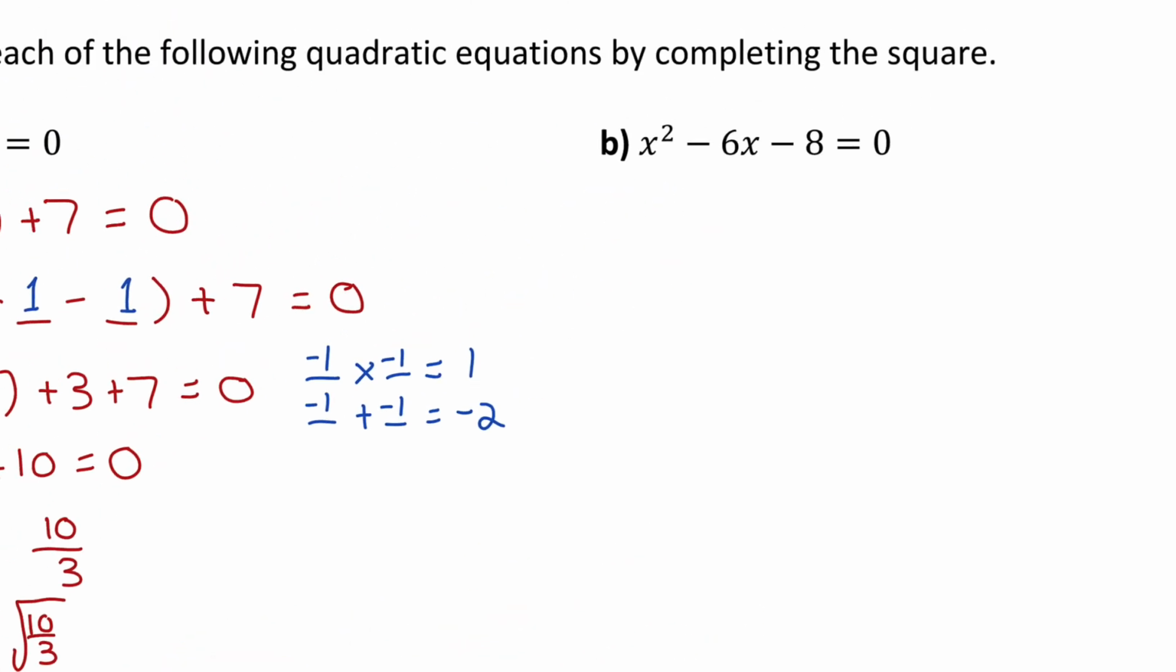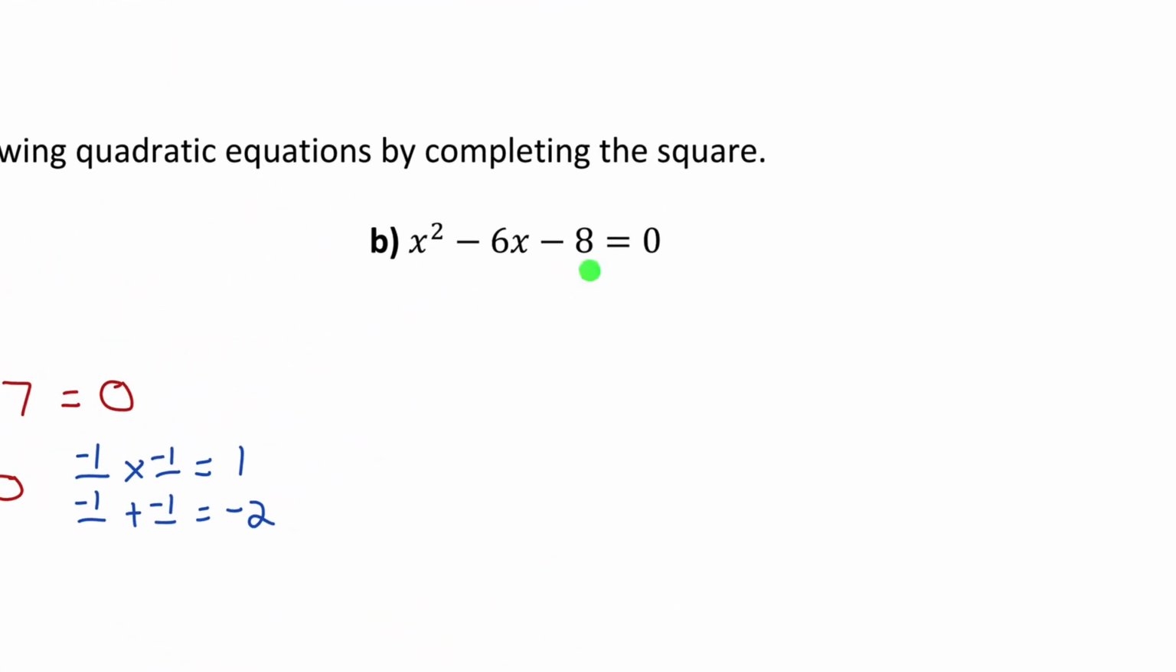Now let's try one more. This one we have another standard form quadratic set to 0. You might first want to try and solve it by factoring. So you would try and find numbers that have a product of -8 and a sum of -6. But in fact, those numbers don't exist. So that means there are not going to be any rational solutions to this equation, but there may be irrational solutions. And to find those, we can try the method of solving by completing the square.